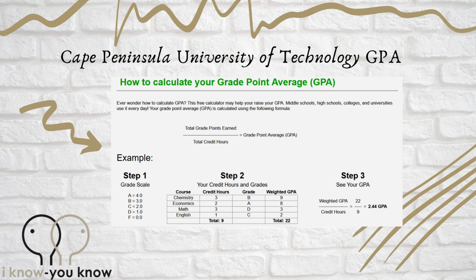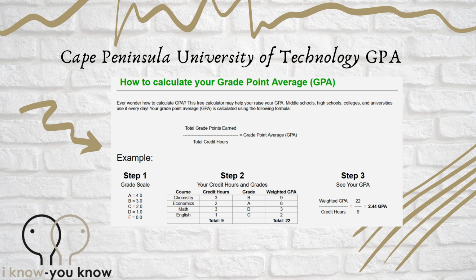As you can see, for step 1, they have different grade scales. So if you got an A, that's a 4. If you got a B, that's a 3, etc. Then step 2, you need to enter your credit hours. As you can see in this particular example, chemistry has 3 credit hours, economics has 2, maths has 3, and English has 1. And the total credit hours for this particular person is 9.